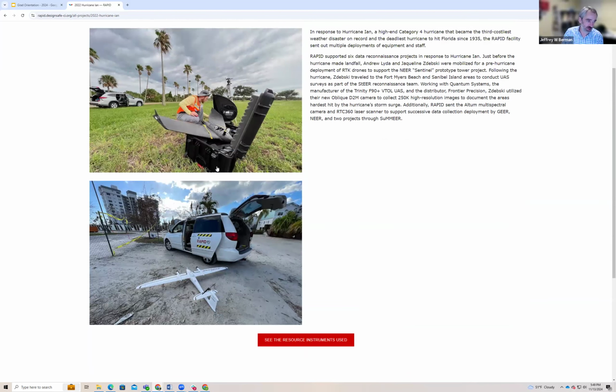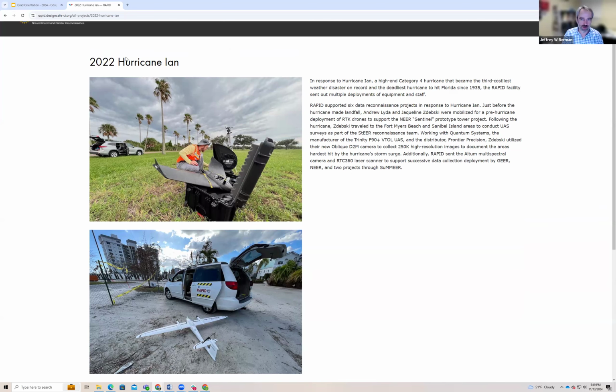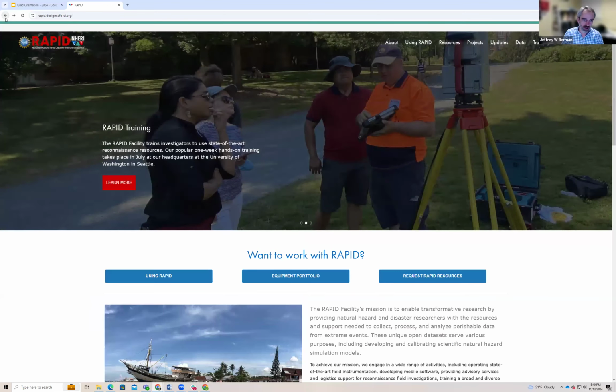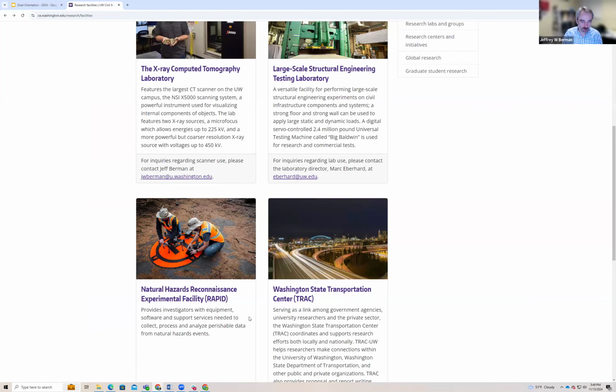reconnaissance following natural disasters. And they do field data collection, so fly drones, use laser scanners, even acquire environmental impact data to study the performance of infrastructure systems and natural hazards. And so they'll go out after hurricanes and earthquakes and things like that. And there's opportunities for graduate students working on research projects to essentially utilize all of those different facilities.